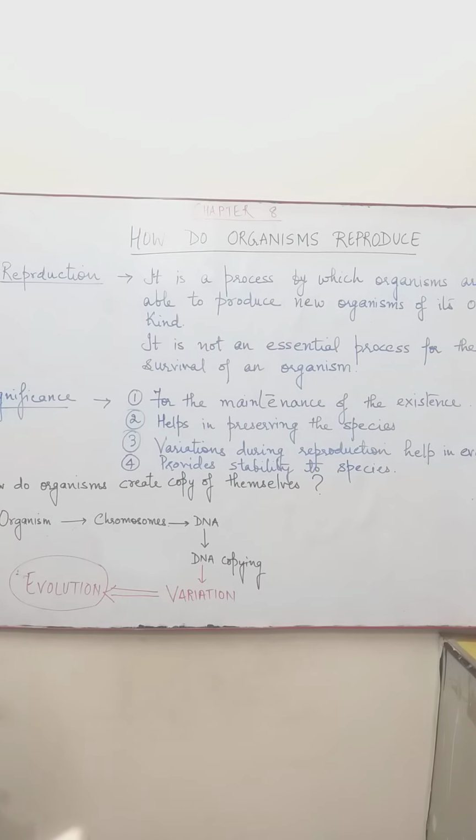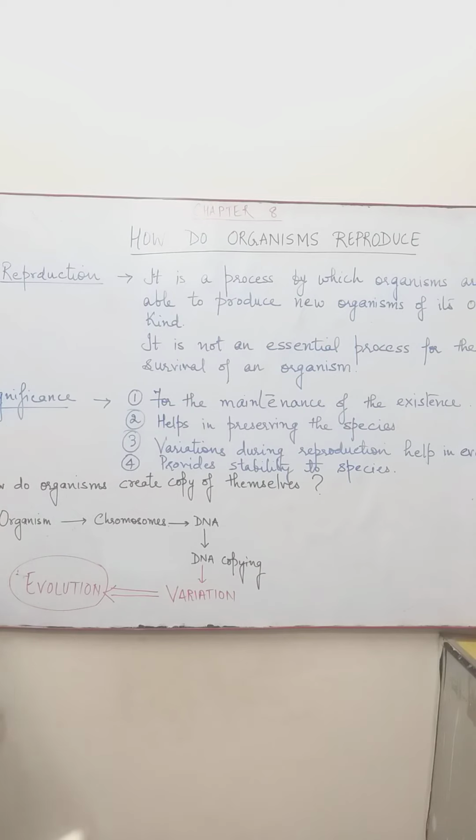Similarly, if it is not respiring, that means it is not taking in oxygen and releasing carbon dioxide, then also the organism will not be able to survive. If the heart is not functioning properly, the organism will not be able to survive. And if the excretory system is not able to work properly, the organs are undergoing failure, then also the organism will not be able to survive. But reproduction is an important phenomenon, though not an essential process for survival.